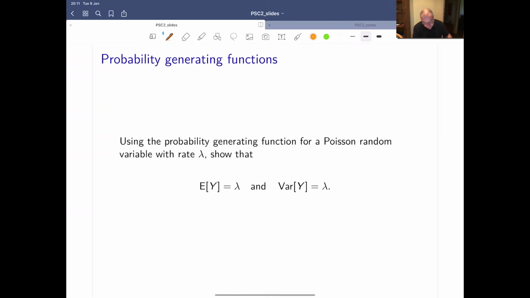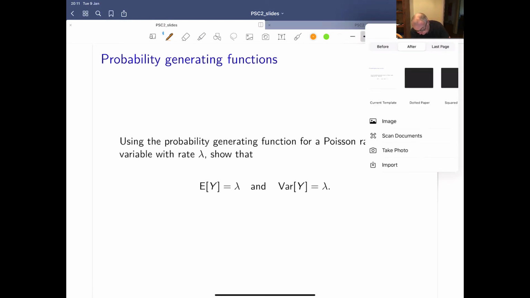Okay. Well, let's use it to get the expected value of y and the variance of y. How do we do the expected value? Well, there's a couple of ways, but the way we're going to do it is to differentiate our probability generating function with respect to t. If we do that, we should get, and go and try it yourself, e to the minus lambda, lambda, e to the lambda t.